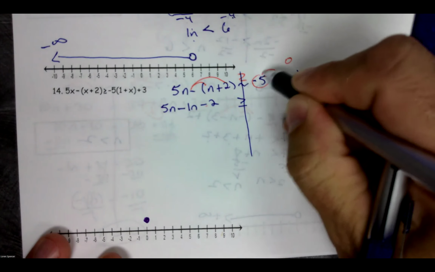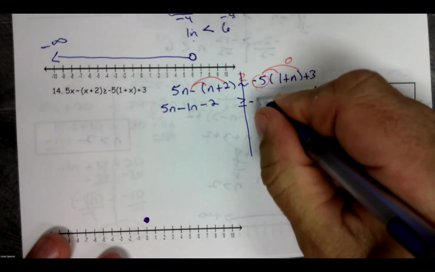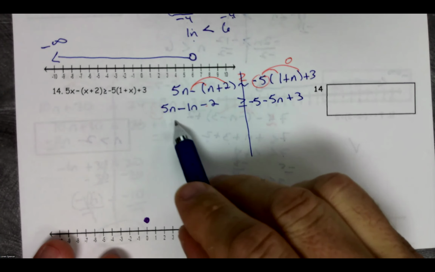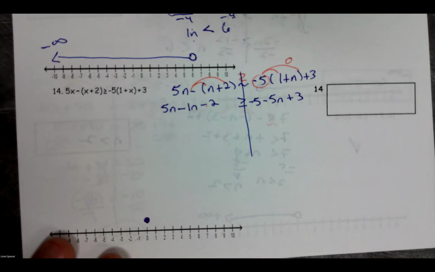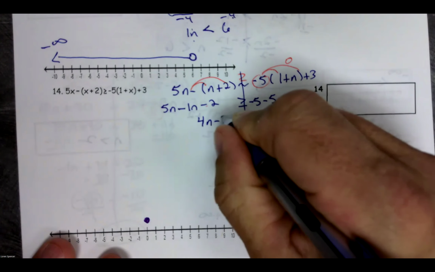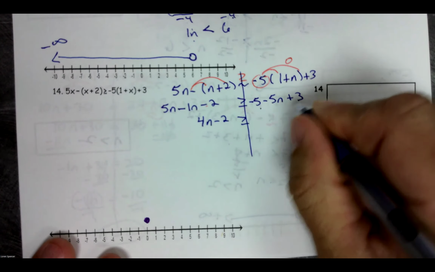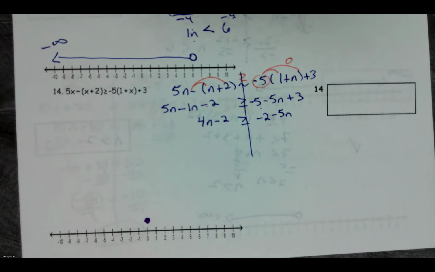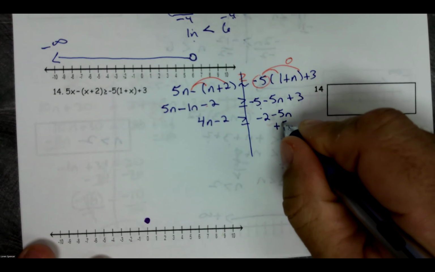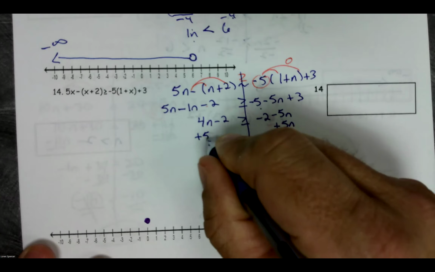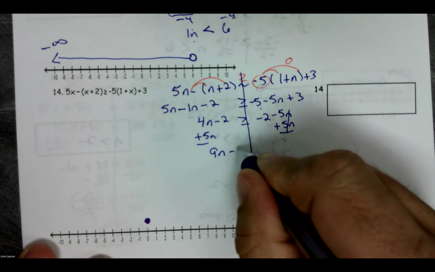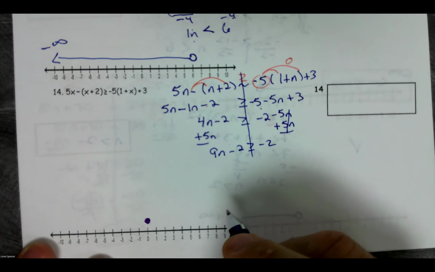Now I have to distribute the negative 5. This becomes negative 5 minus 5n plus 3. Combine like terms. On this side, I can combine the n's. So I end up with 4n minus 2 greater than or equal to. I can combine the negative 5 and 3, and I end up with negative 2 minus 5n. All right. We need to get the variables on the left-hand side, so we're going to add 5n to both sides. So this becomes 9n minus 2 greater than or equal to negative 2.